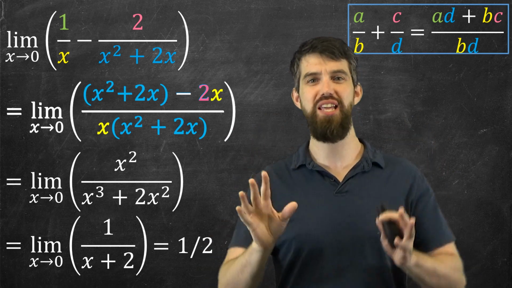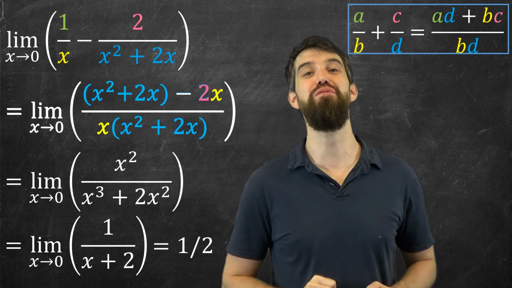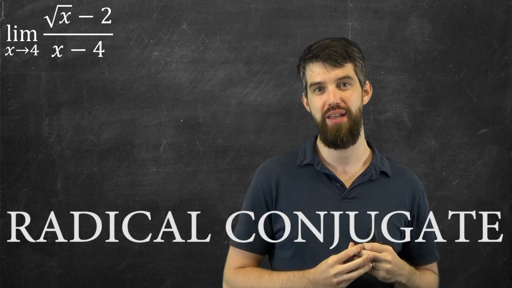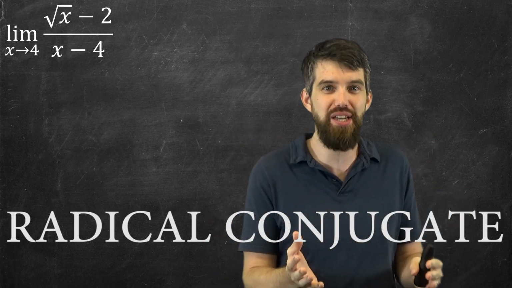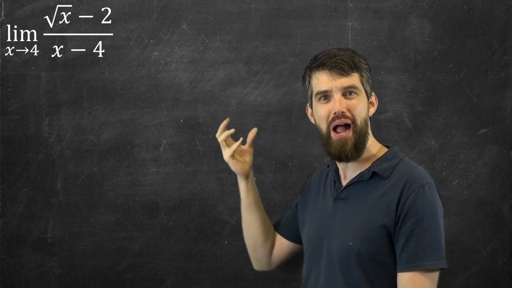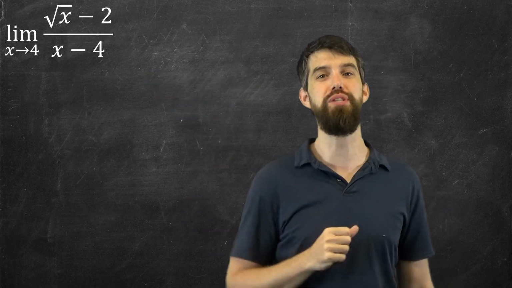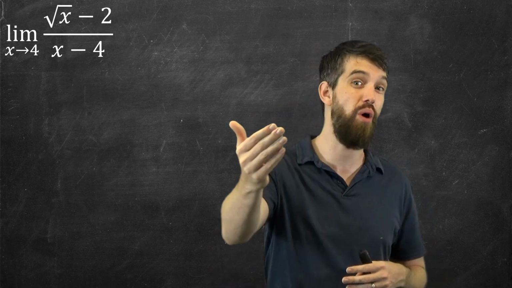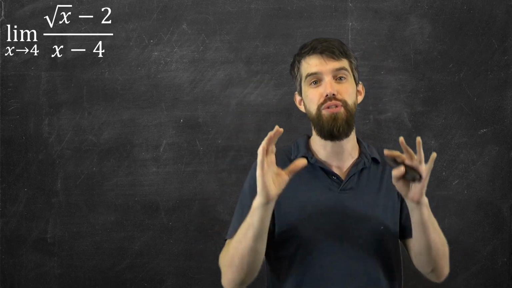Alright, we're doing pretty good here. That's 3 tricks down. Time for the 4th. This is called the radical conjugate. And the radical conjugate applies in scenarios where you've got either a plus or minus, but with a square root in it. Note that if I just plug in the value of 4, it would be 0 on the top and 0 on the bottom, so I have to do something.